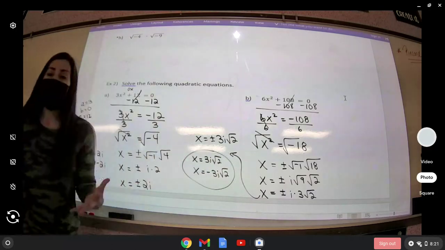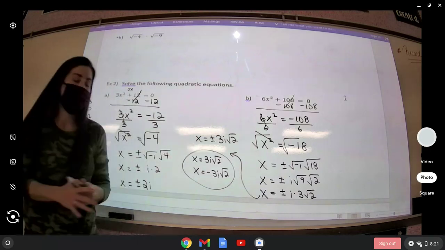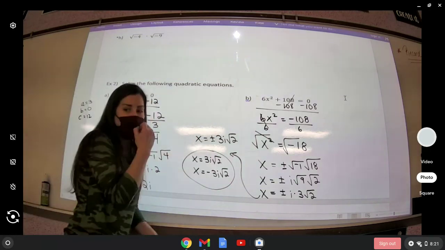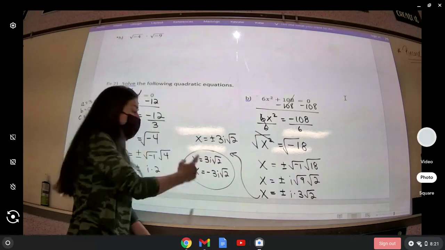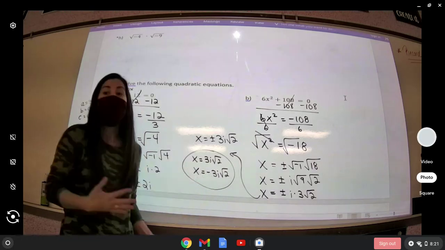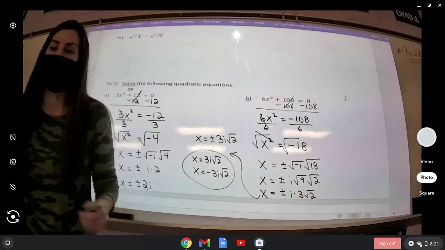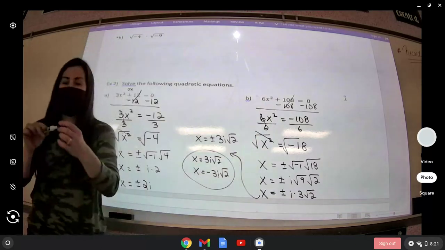So again, what it means is that the parabola doesn't cross over the x-axis because the only x values that make it equal 0 are imaginary numbers. So the only x values that make this equation true, they aren't real. They're imaginary. So the graph won't cross over the x-axis. These are just numbers that will make the equation true.